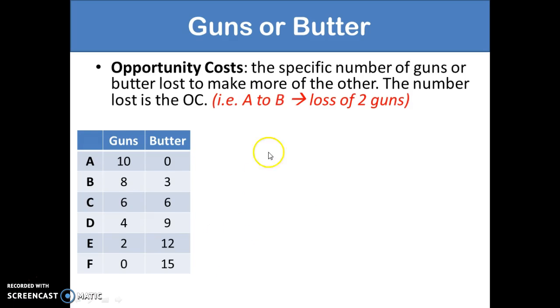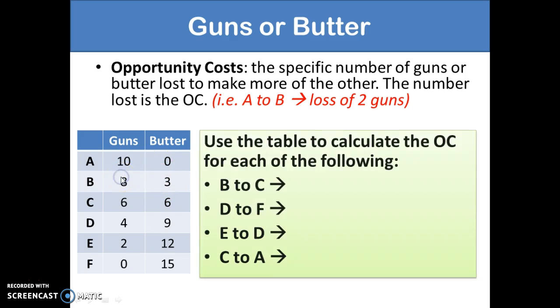And lastly, opportunity cost, the specific number of guns or butter lost to make more of the other one. So similar to the trade-offs, but if we say we go from point A to point B, we are giving up 2 guns. A to B, our cost, what we sacrifice, are 2 guns. The benefit is 3 butter, but our cost is what we're talking about with opportunity cost. So identify the opportunity cost for each of these, pause the video, and then we'll take a look at them together.